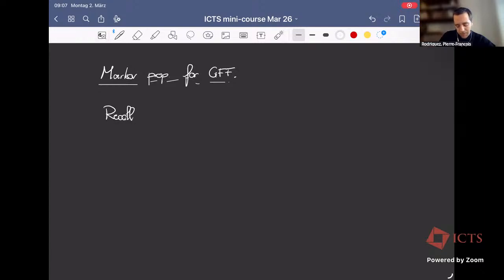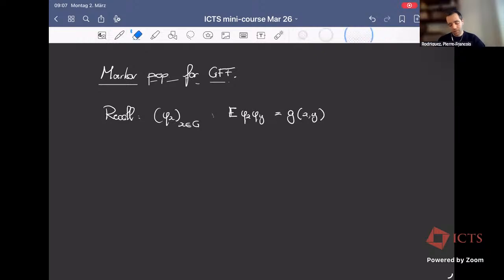So I have my transient graph, and I can define a Gaussian field on the vertices of this graph. So it's Gaussian, it has mean 0, I won't write it again. And its covariances are given by the Green's function of the random walk.